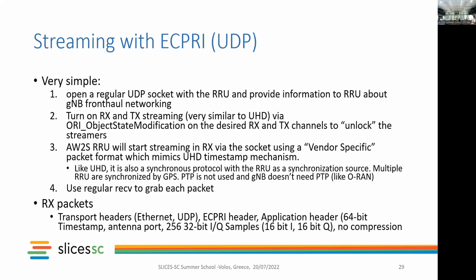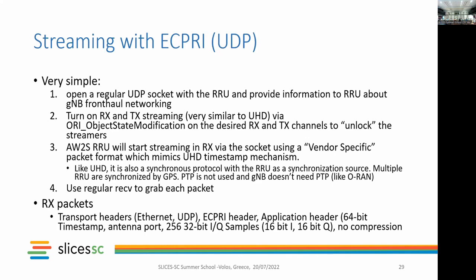It's a synchronous protocol exactly like UHD, where the radio unit is the synchronization source. So multiple radio units are synchronized by GPS. They don't have UPP, but that's like a USRP. You know, if you take an M310, you can synchronize them by GPS too. And the gNB actually doesn't need UPP, which is the case in ORAN. So for all intents and purposes, EC3 is really UDP like UHD. It's much more streamlined.